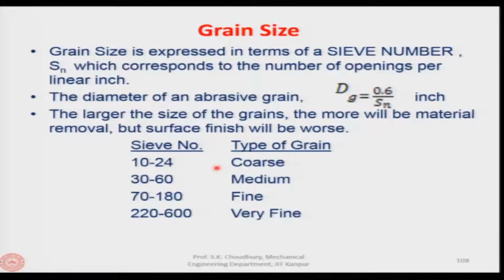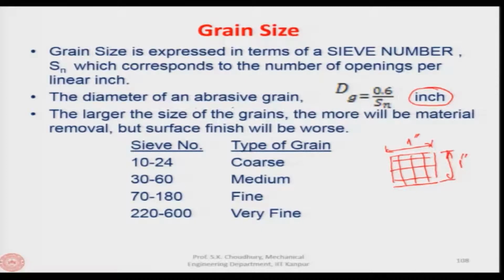So, grain size is expressed in terms of the sieve number. The sieve number, Sn, corresponds to the number of openings per linear inch. So, if you have a square of 1 inch by 1 inch, how many openings you have, that is the sieve number. From that sieve number you can find out the diameter of an abrasive grain, which will be 0.6 divided by Sn. Mind it, it is given in inch, so always you have to convert into micron or millimeter.